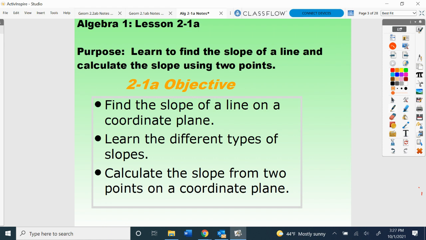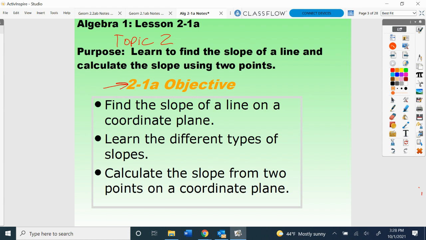So what we're working on, we're going to get moving into topic 2. That's going to be our next unit that we're going to cover in our book. So we're just going to get prepped for that. Okay, we're going to get ready for topic 2. So today I got 2-1A for you.